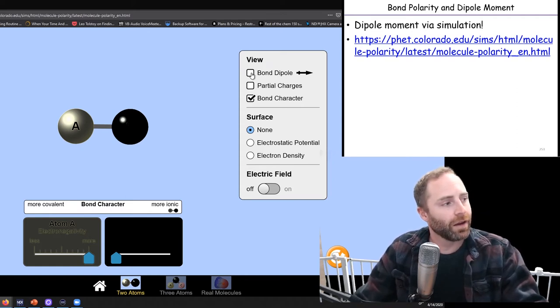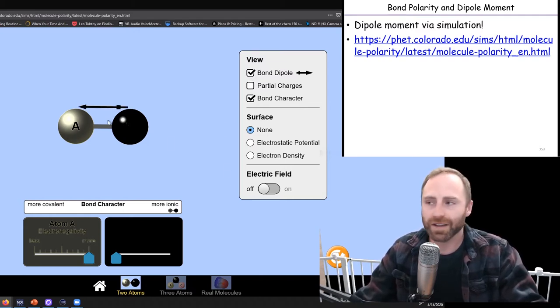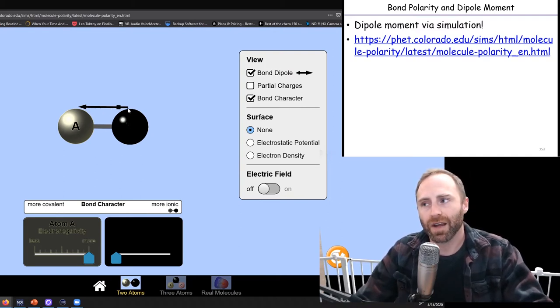Let's turn on the bond dipole. All right. So can you see that arrow that popped up? Yes. All right. Groovy. This arrow has this positive sign over here next to atom B, the black atom, and it's pointing towards atom A. It's pointing towards atom A because atom A is more electronegative.